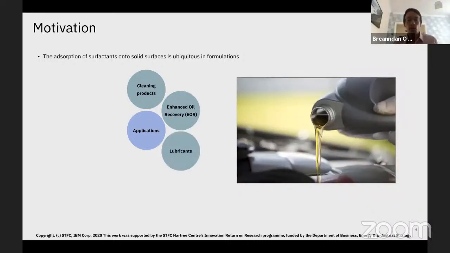And similarly, for applications such as lubricants and engine oils, the absorption of surfactants onto solid surfaces is fundamental to its operation. Here, surfactants are added to a base oil that then absorbs onto the surface of inorganic materials to produce a protective layer which reduces the overall friction in the engine.